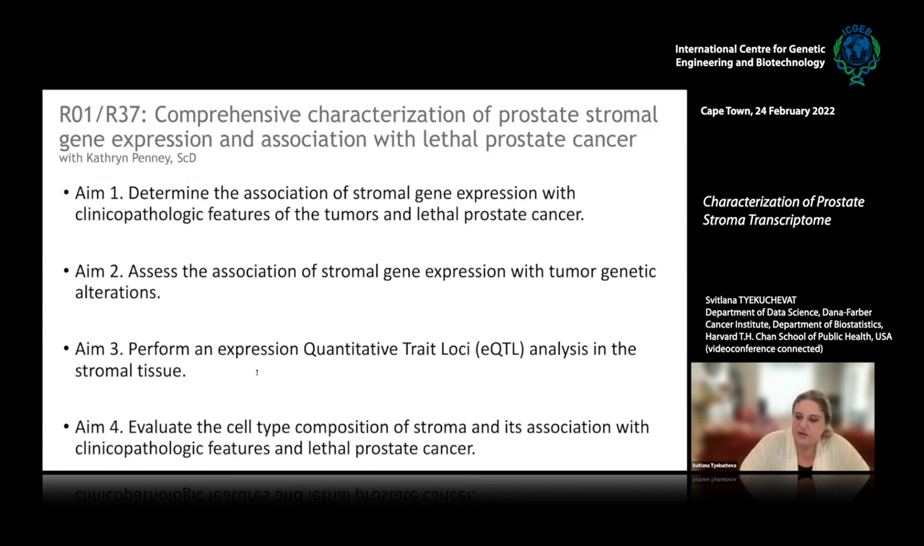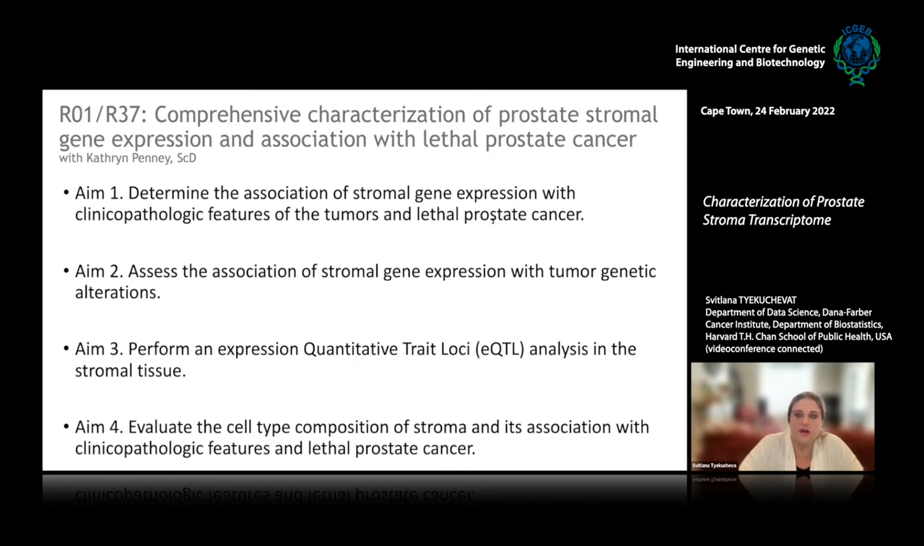in epithelial tissue, as well as in the malignant epithelium in the prostate cancer. But we want to see that maybe some of those risk SNPs for which we were not able to find these eQTLs in the epithelium, maybe some of them have eQTLs in the stroma tissue. Then our final aim, we want to evaluate the cell type composition of stroma and its association with clinical pathological features in a lethal prostate cancer.